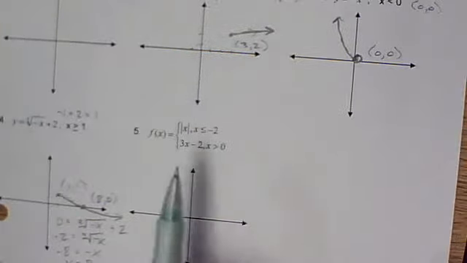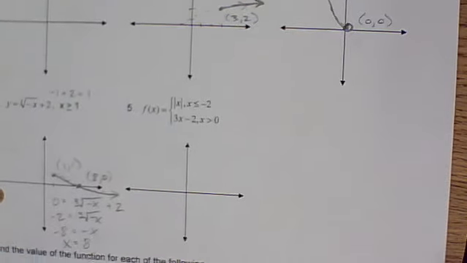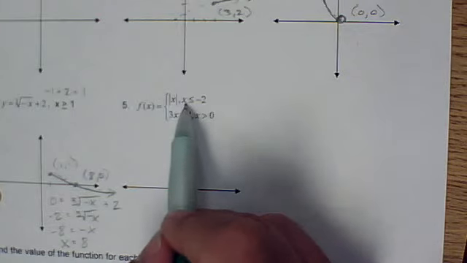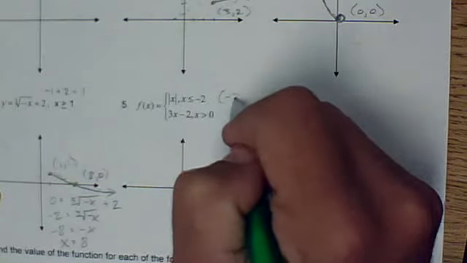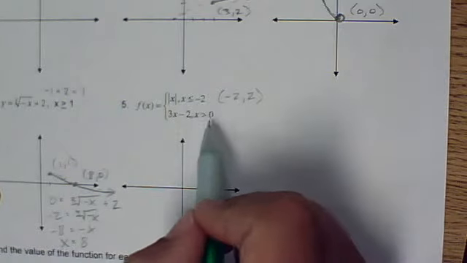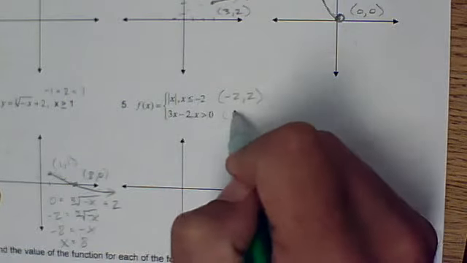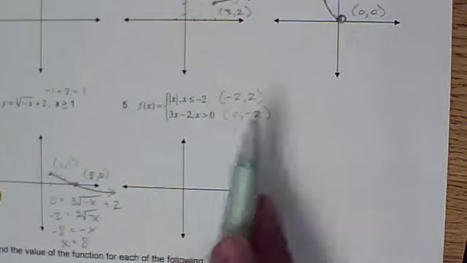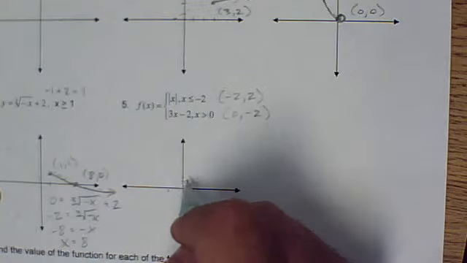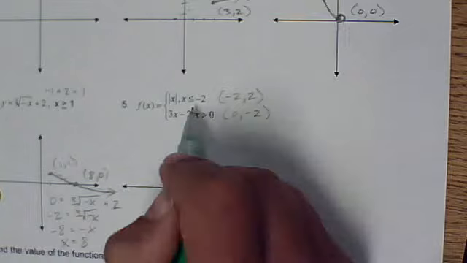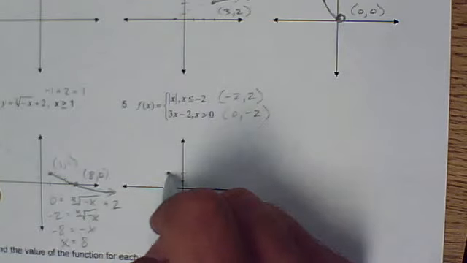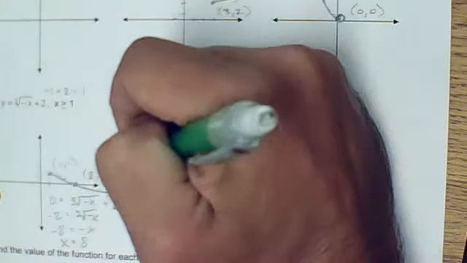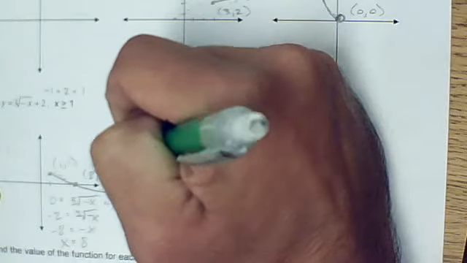Here's one with multiple functions, and you can have as many functions as the problem asks for. This one, you've got your absolute value, that's your V graph. When I plug in a negative 2, I get a positive 2. Down here, when I plug in a 0, I get negative 2. So the first one, we're going to go to negative 2, 2. It touches that point. It's inclusive right there. And we're going to show the part that is less than negative 2. So that is this graph right there.